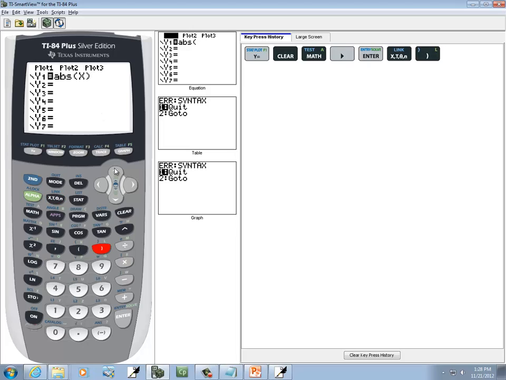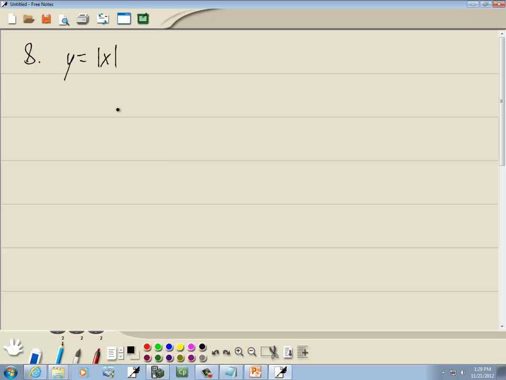and closing parentheses if I want. Closing parentheses is very optional here. And then we press graph. And that would be your answer.